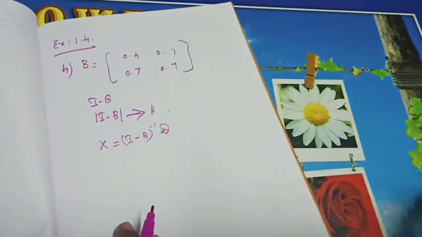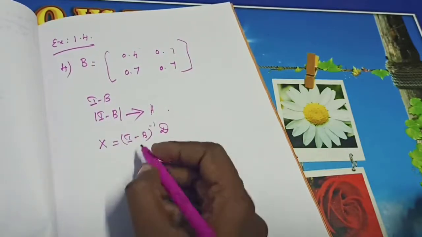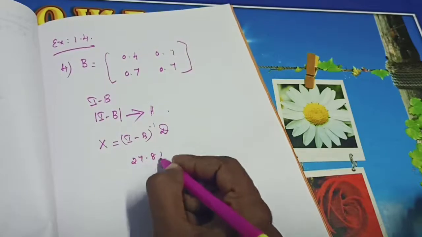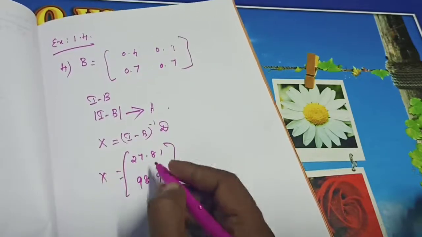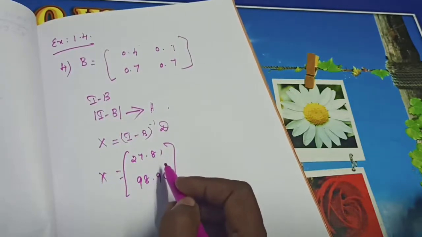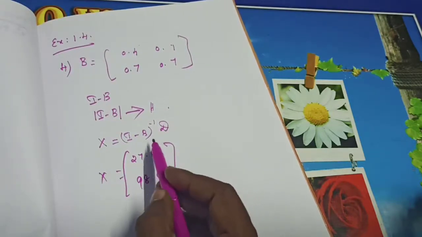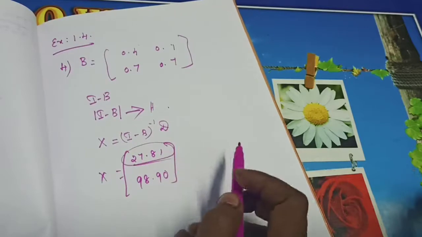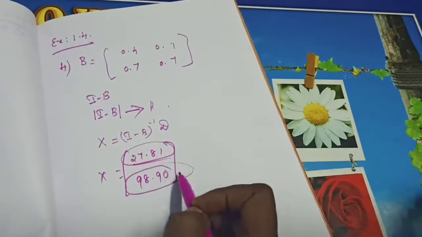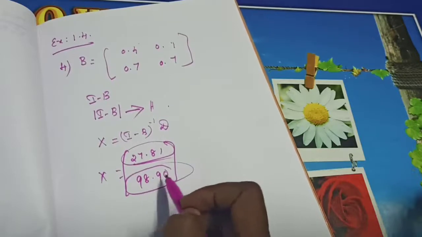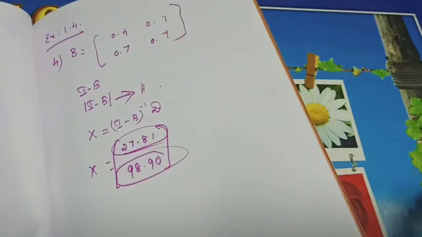So 2 or 3 problems I have completed for you. When you find this, you will get 2 answers: 27.81 and 98.90, like this you will get for the X value. So how will you conclude the answer? Gross production of commodity A is equal to 27.81, and gross production of B is equal to 98.90 tons. It's very easy, you can complete it.